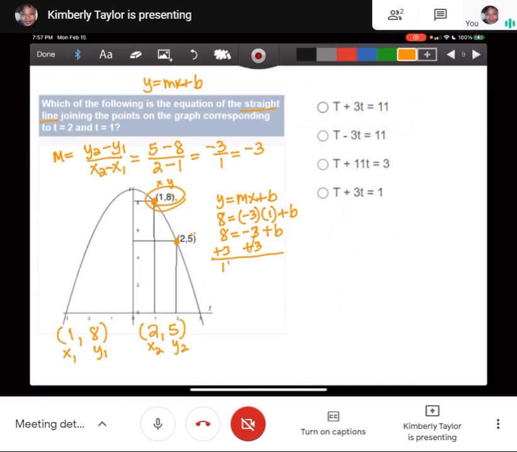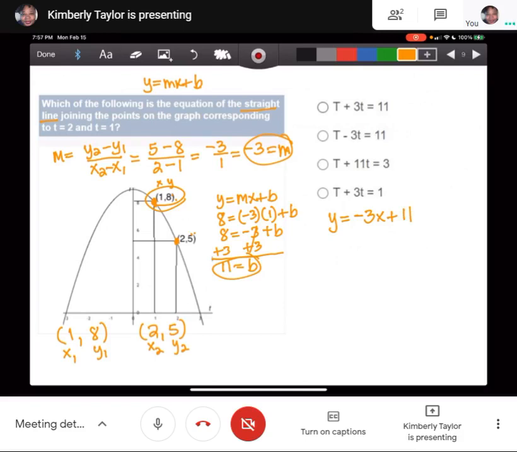And you get 11 is equal to b. Now, you have a value for b. You have a value for m. So you can create your formula. So your formula is going to be y equals m, which is negative 3, x, plus b, which is 11.